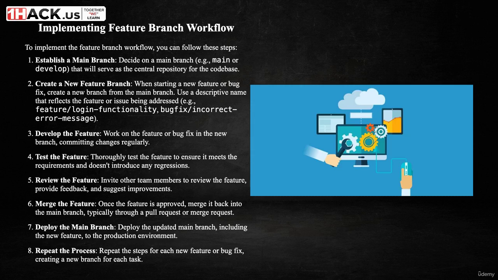7. Deploy the main branch. Deploy the updated main branch, including the new feature, to the production environment, making the new functionality available to users. 8. Repeat the process. Repeat these steps for each new feature or bug fix, creating a new branch for each task. This maintains the isolation and traceability of changes throughout the development lifecycle.